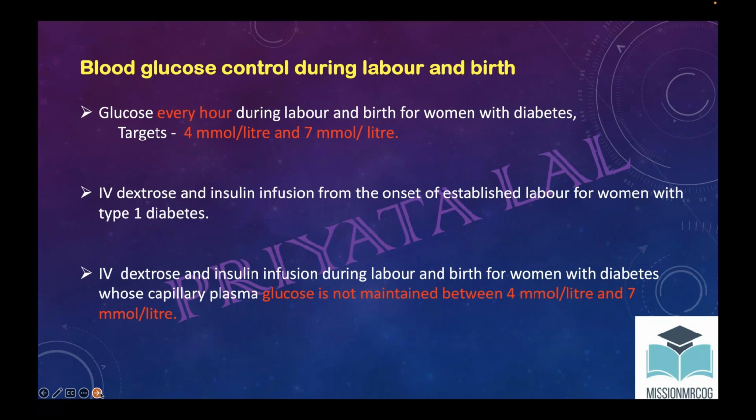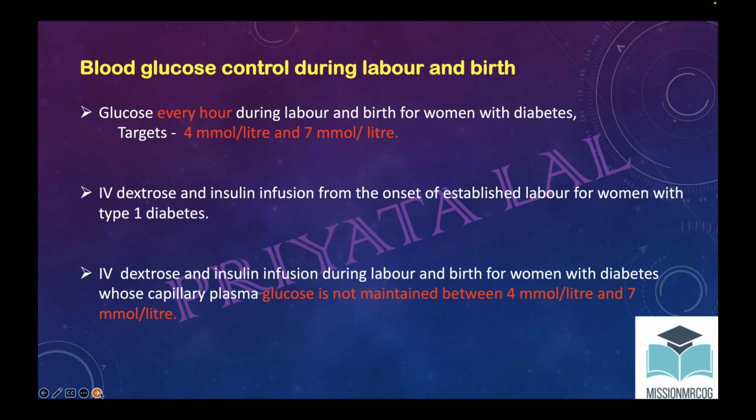And if the patient has type 1 diabetes, then there is no other option: the IV dextrose and insulin infusion is to be added. So during labor, they will check glucose every hour so that it has to be in the targets 4 to 7. Type 1 people would be on sliding scale insulin, dextrose and insulin infusion.